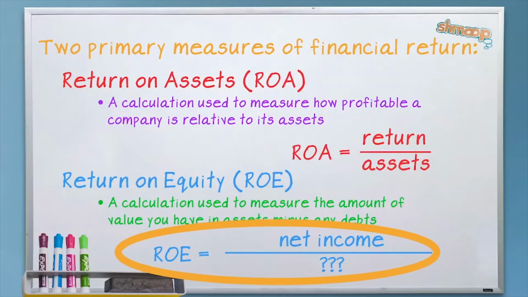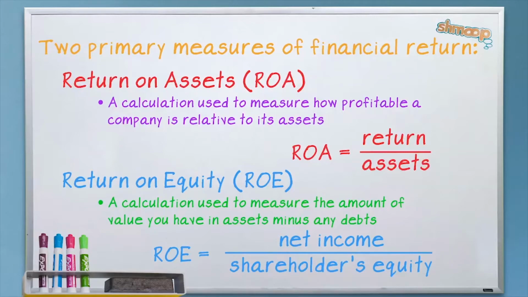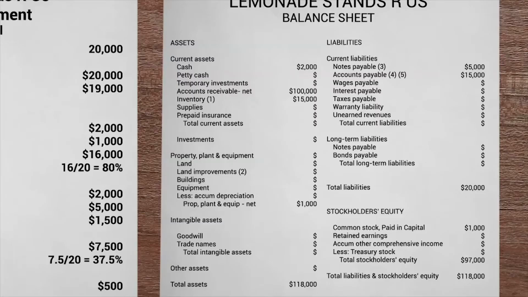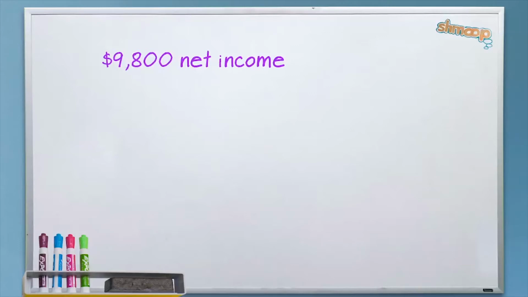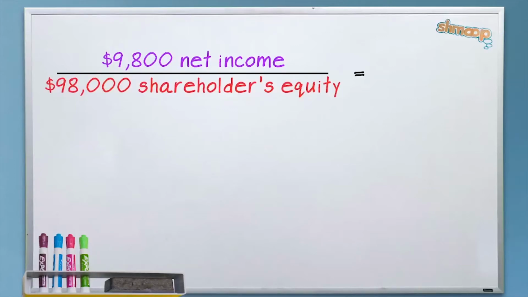Hopefully, not surprising then, the common equity or shareholders' common stock equity is the denominator. In our little balance sheet above, that would be the $98,000 figure right there. If our net income was $9,800 in a given year, then applying fancy pants math, we'd have ROE as 10%, right?